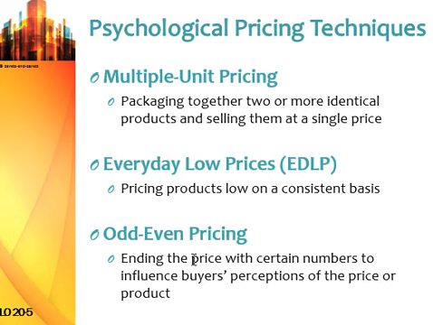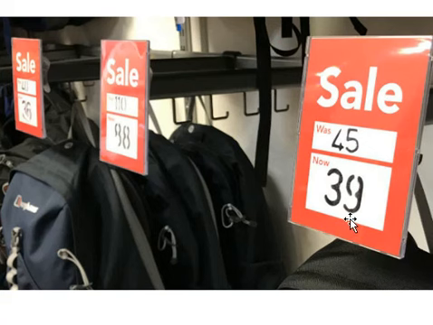Odd-even pricing is ending the price with a certain number to influence buyers' perceptions of the price or product. Usually that's 99 or 9, but it could be some other number which is close to the price. For example, here, instead of $45 during sale, they're doing 39, so people think it is in the 30s range, and they think it's a great deal.